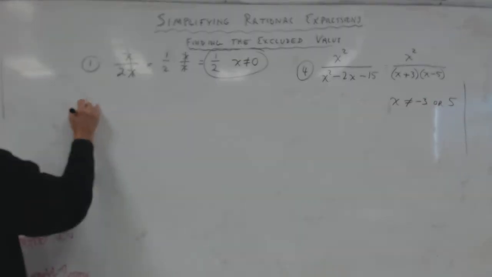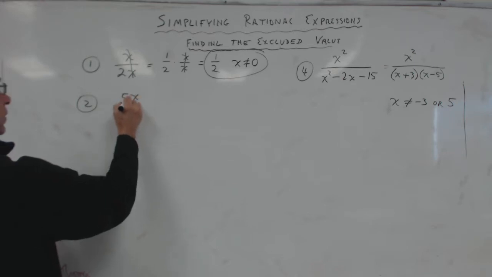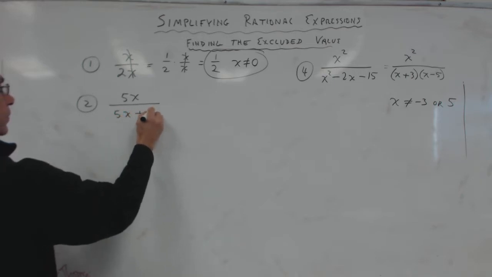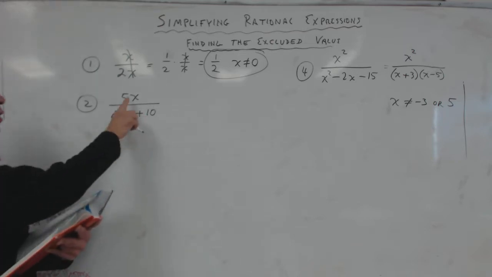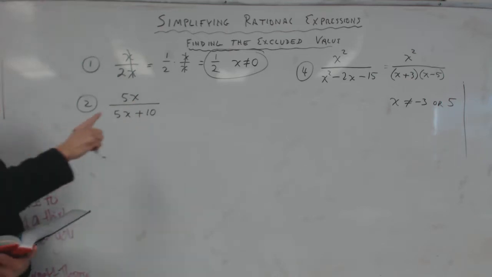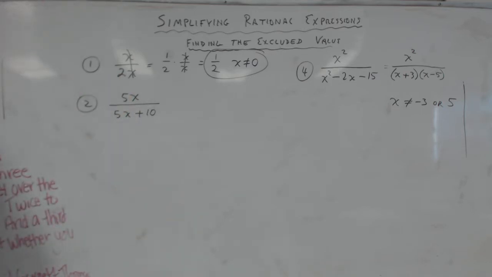All right, let's try another one. We'll slowly get harder. How about I say 5x over 5x plus 10. All right. Now, can I cross the 5x's out? No. Why? It's not in both terms. If I wanted to cross the 5x, it would have to be here and here, right? Because that's got a plus sign. So it has to be in both, right? It's not. So what would I do?